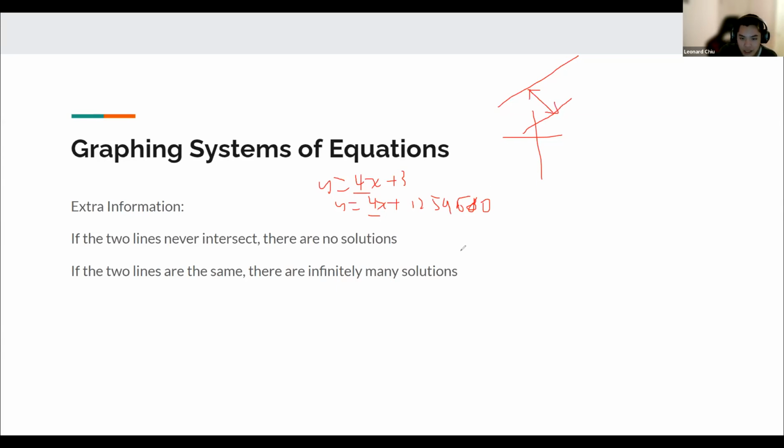Now, if two lines are exactly the same, this goes without saying. For example, y equals 2x plus 3, and then again, y equals 2x plus 3. There's infinitely many solutions. So the line's going to look something like 2x plus 3. And if the equation is the exact same, well, it's just on top of each other. So there's infinitely many solutions. All right, keep going on.